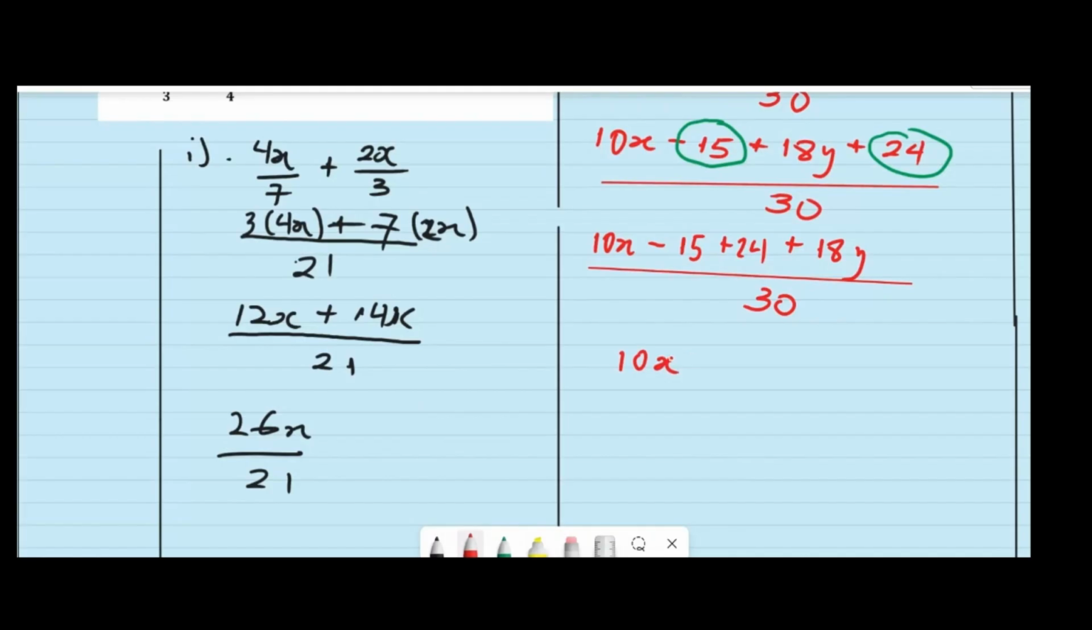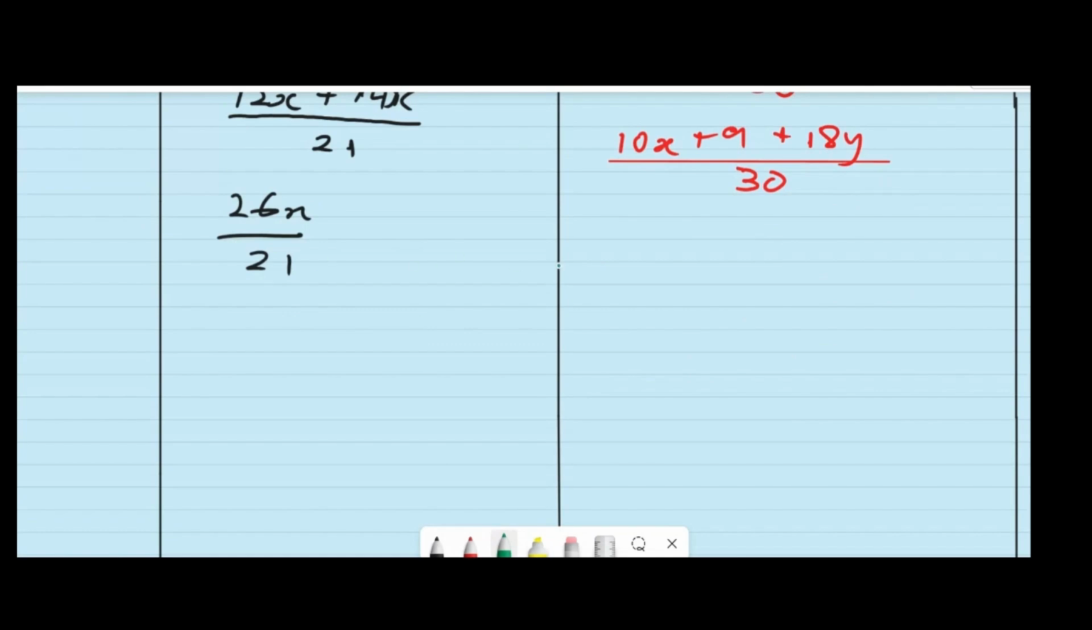So negative 15 plus 24, that means we're going to get a positive answer. So negative 15 plus 24 gives us positive 9. So we have plus 9 and then plus 18y, all over 30. So that's going to be the final answer. In fact, we cannot simplify this again, so we just have to leave it here. And that's going to be the final answer.